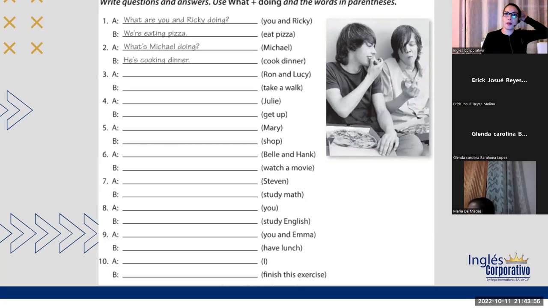Volunteer for number nine. What are you doing? We are having lunch. We are having lunch. Excellent. Thank you so much. Number 10.